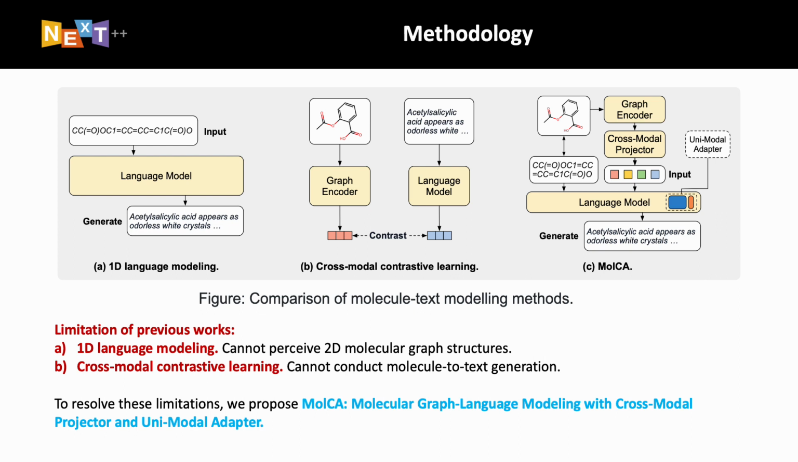To resolve their limitations, we propose MolCA, Molecular Graph Language Modeling with Cross-Modal Projector and Uni-Modal Adapter. MolCA connects a graph encoder to the input space of an LM, enabling the LM to perceive 2D molecular graphs. In order to bridge the modality gap between the graph encoder's output space and the LM's input space, MolCA employs a cross-modal projector which is implemented as a Q-former. Further, the language model employs a uni-modal adapter for efficient adaptation on downstream tasks.